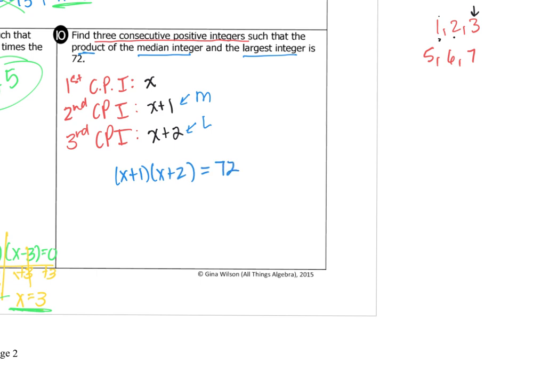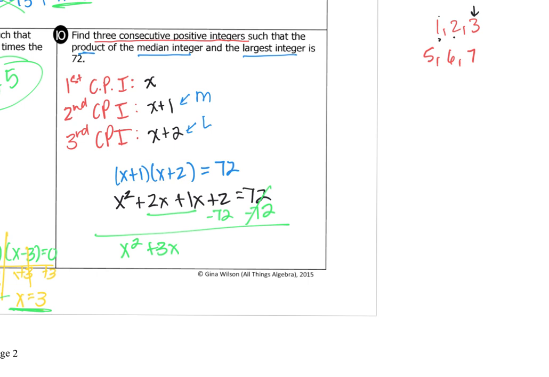So now we're going to FOIL. We're going to get x squared plus 2x plus 1x plus 1 times 2 is 2 equals 72. So we have two things to do at this point. We're going to combine 2x and 1x, and we're going to get this set equal to 0, so we're going to subtract 72 from both sides. So we have x squared plus 3x, 2 minus 72 is minus 70 equals 0.